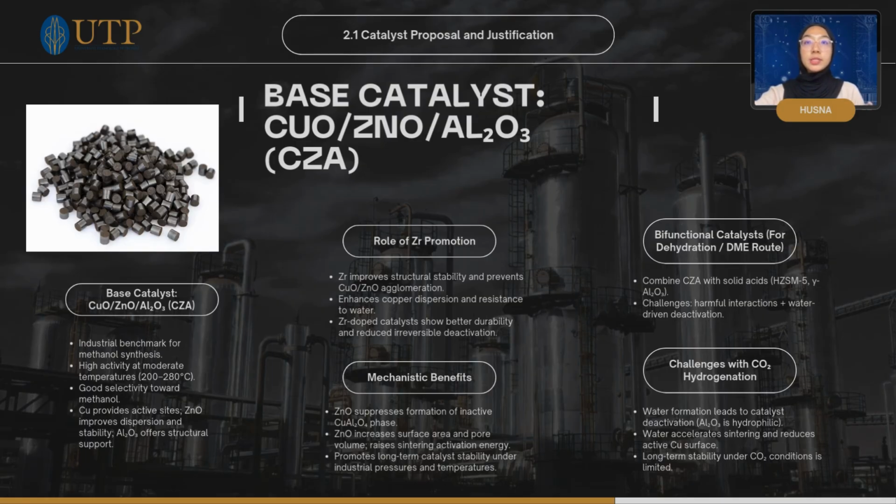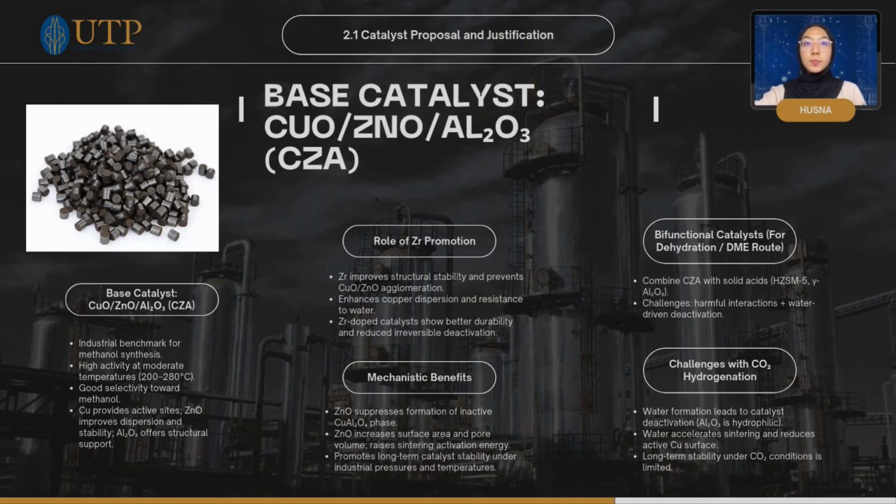To overcome this, researchers have explored promoters such as iron, palladium, and especially zirconium. Among these, zirconium has shown the most promising results. It acts as a structural promoter by preventing copper oxide and zinc oxide particles from agglomerating and by improving copper dispersion. This enhances the catalyst's resistance to water and slows down irreversible deactivation. Studies have shown that zirconium-modified CZA catalysts maintain structural stability better and resist sintering more effectively.